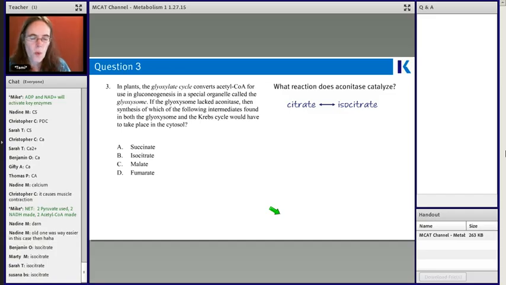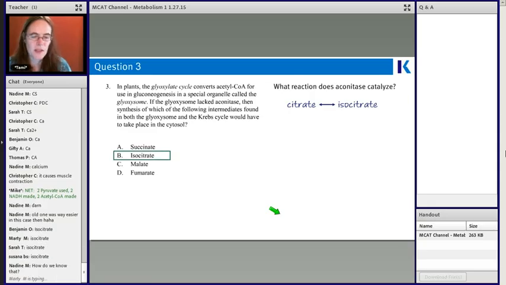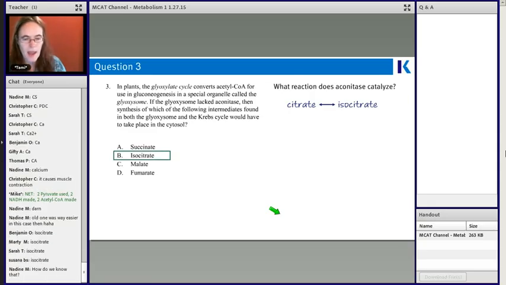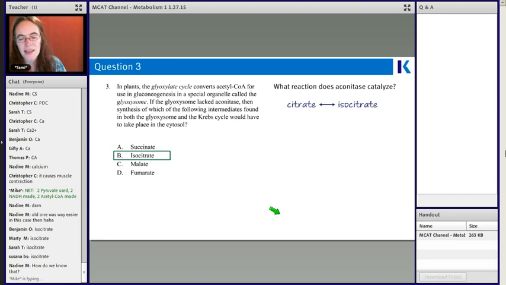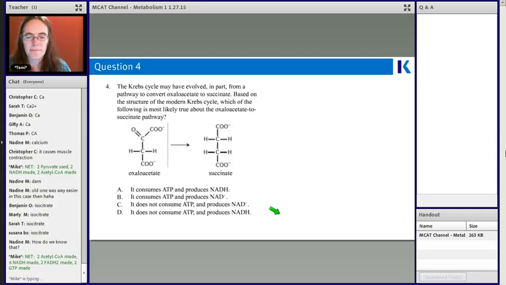So which would have to take place in the cytosol? I know what that is. That's isocitrate. We know that. How do we know that, Nadine? Because that is the second step in the citric acid cycle. Okay, so we know that because that's the second step in the citric acid cycle. All right. All we have left.